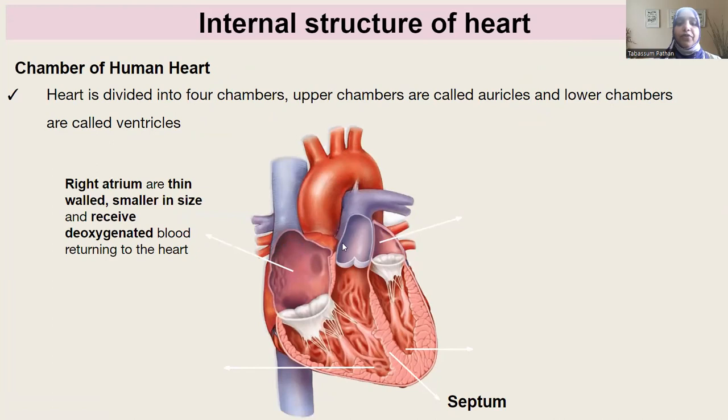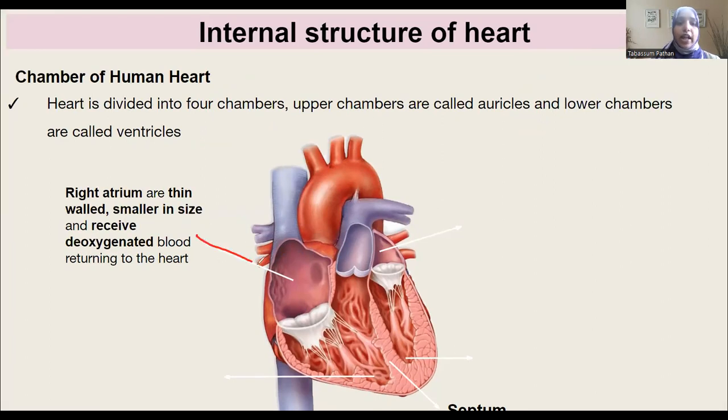So you have the right side and the left side: right atrium and right ventricle, left atrium and left ventricle. This side will be your right side. First we will discuss the right ones. So the right atrium is this. You can see the labeling over here.